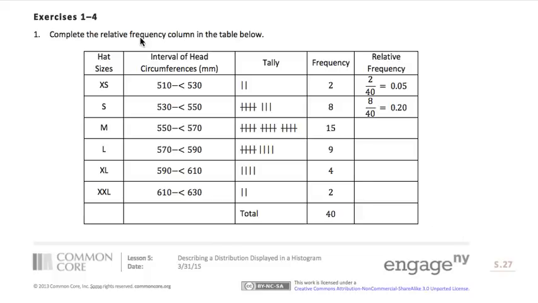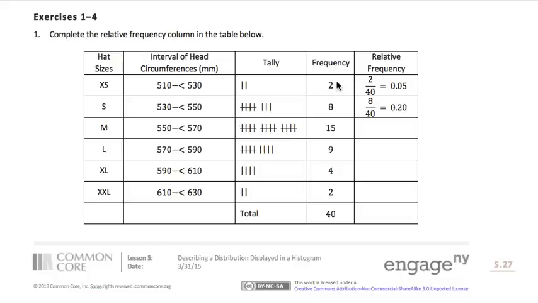The first thing we'll do is to complete the relative frequency column in the table, and it's been started for us. For the extra small hat sizes, we had 2 people that needed the extra small. Notice our tally marks, and then we wrote the number 2 representing the number of tally marks we have. The relative frequency is going to be the frequency, or the number of occurrences, and then the total number of people surveyed, or hat sizes, or whatever you want to call that.